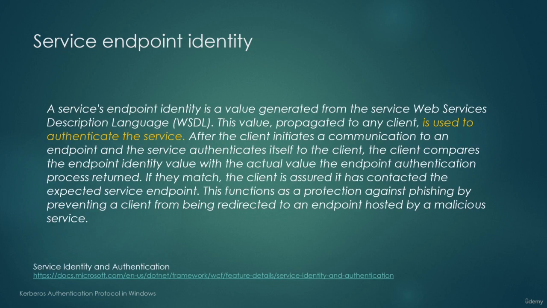A service endpoint identity is used to authenticate the service. After the client initiates a communication to an endpoint and the service authenticates itself, the client compares the endpoint identity value with the actual value the endpoint authentication process returned. If they match, the client is assured it has contacted the expected service endpoint.